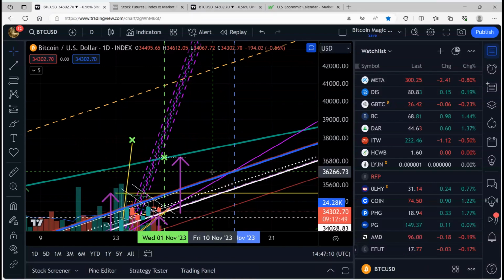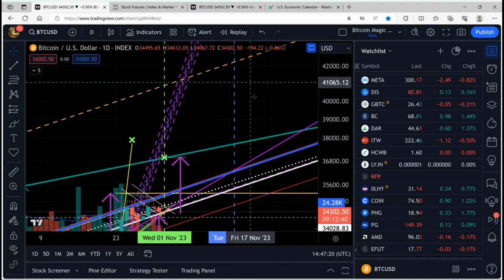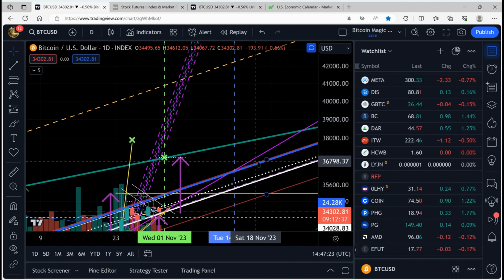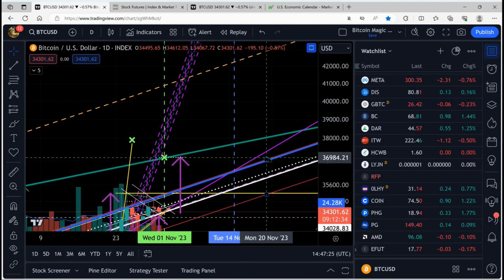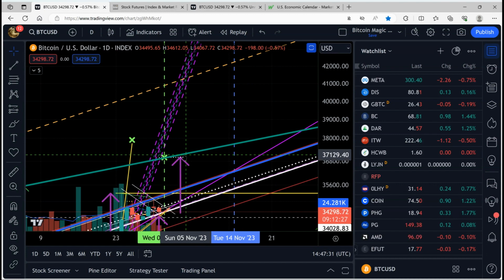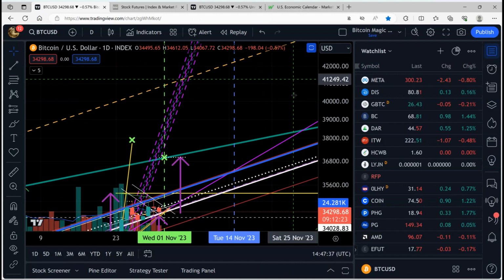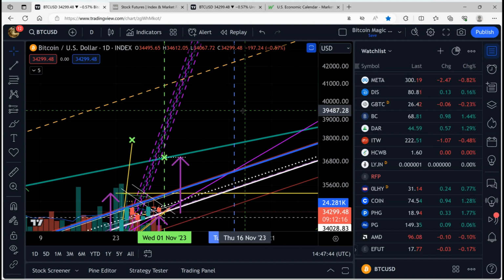We'd probably want to start heading up to the center line of this blue channel at least. And see, that gets us to this $42,000 target, and I think that's the range we're going to see in the month of November, between 38 and 42,000 trading up in here. Probably between the top of the green channel and the center line of the blue channel here. That's what I'm looking at. That makes sense to me.